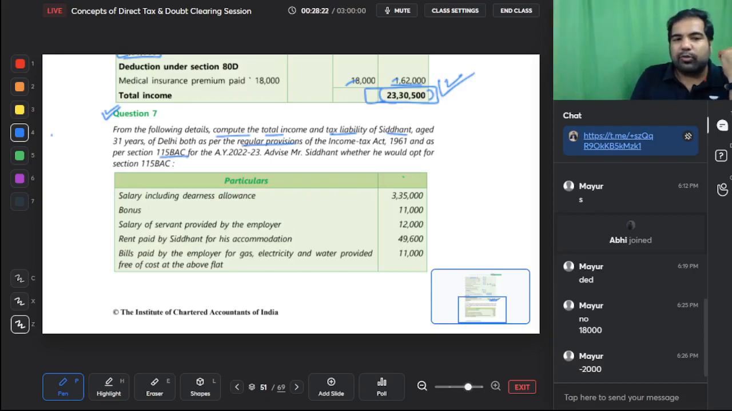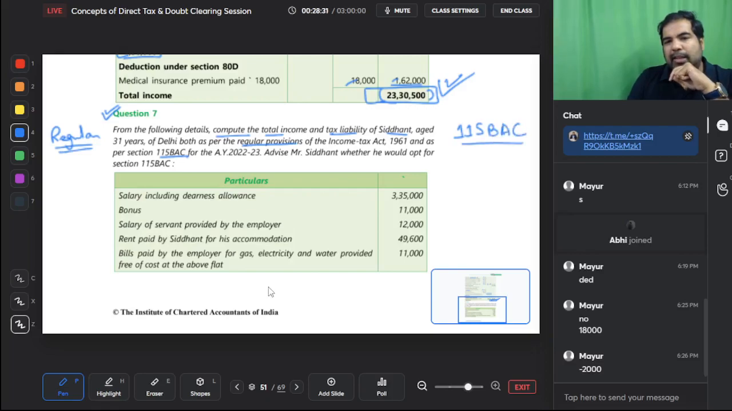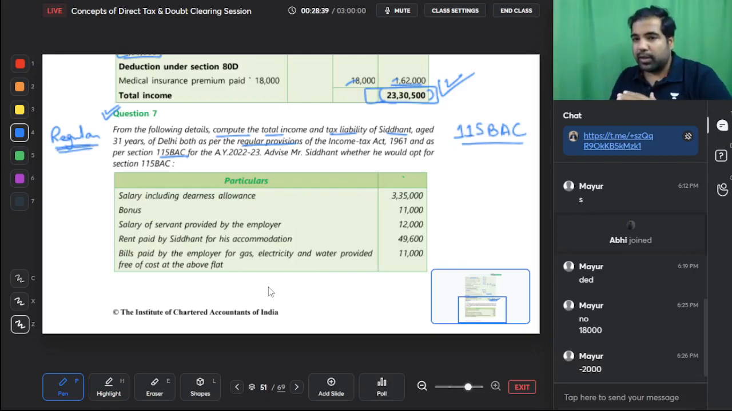Guys, what do we need to do for regular? Nothing. Just calculate it normally. And for the special provision, that is 115BAC, remember guys, in the income calculation, nothing changes. Only deductions you'll have to remove. So we'll have to take the regular first and then do 115BAC, removing all the deductions. And of course, tax calculation will be different.